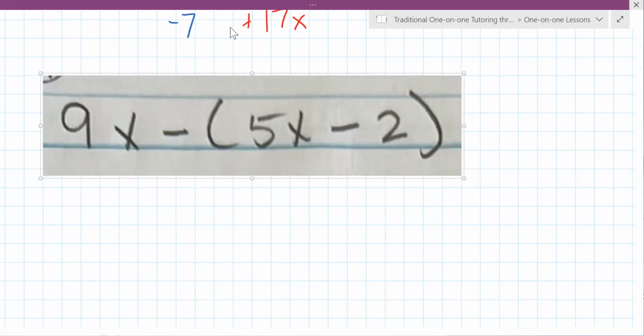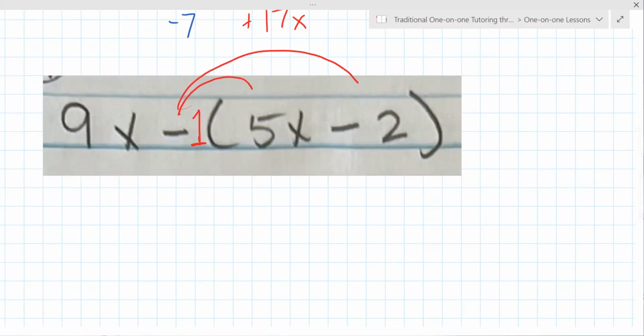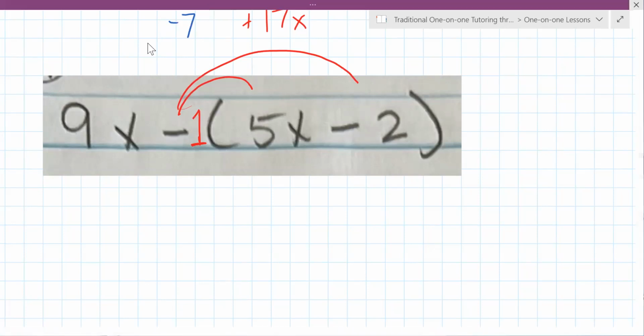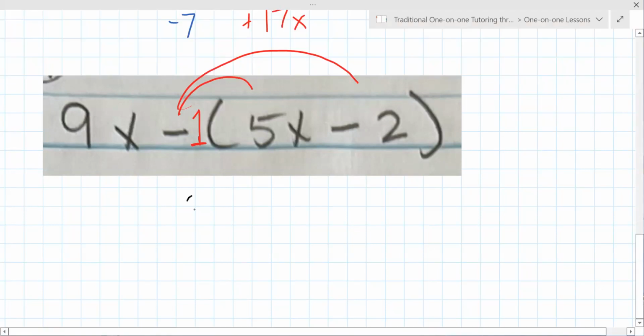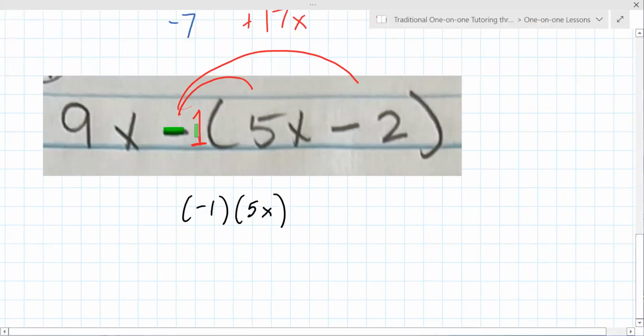Now what's implied is that it's really a -1 in front. That's what you're going to distribute into both of these. So you treat the subtraction sign with the -1 there, and you're going to take -1 and multiply it by 5x. -1 times 5x. And I'm highlighting it here because I really want you to see that you take the operator with the number. Same thing over here.